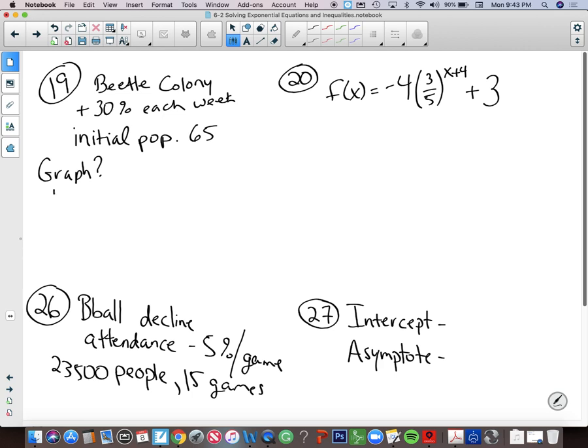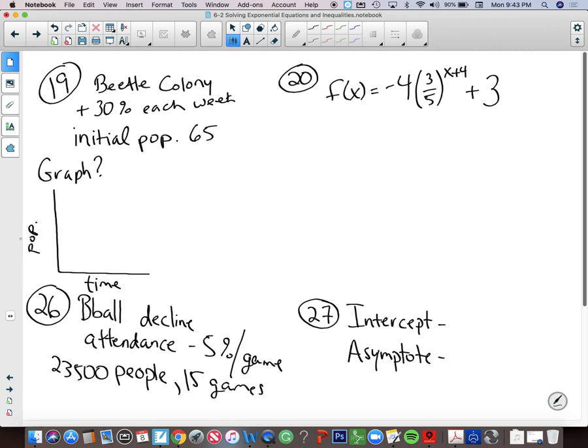Okay, whenever we're working with real world scenarios, exponential growth and decay, you're just going to have the top right hand portion of the coordinate plane, where the bottom is time, and on the left hand side would be our population. So time on the bottom, population on the left, and we're going to graph it.